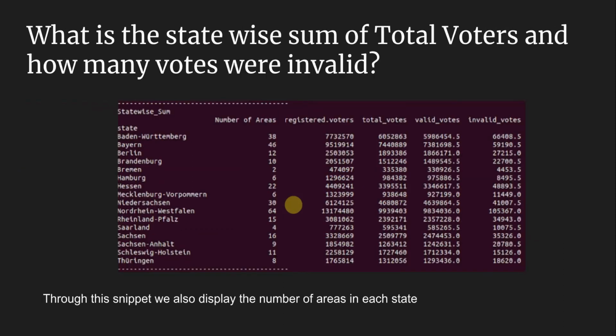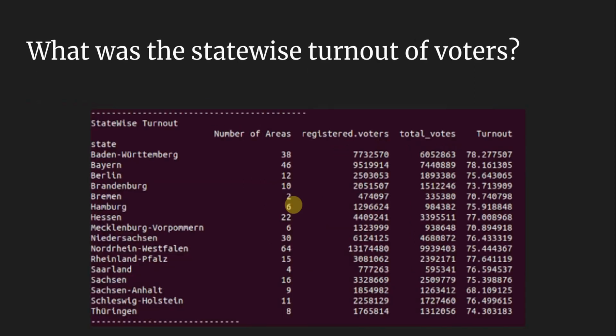So now we are doing the state-wise sum of all the total votes, registered voters, and invalid votes. Similarly, state-wise turnout, as I've said, is the percentage of the total votes to the registered voters, and we have found that Sachsen-Anhalt has the minimum turnout. So here, the election committee might need campaigning to increase the votes relative to the registered voters.